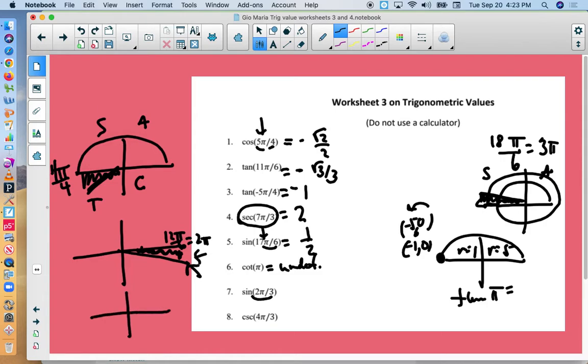The sine of 2 pi over 3. Closest multiple of 3 to 2 pi over 3 is 3 pi over 3. So 2 pi over 3 falls right here. It's a 60-degree reference angle, square root of 3 over 2, and sine is positive in that quadrant.